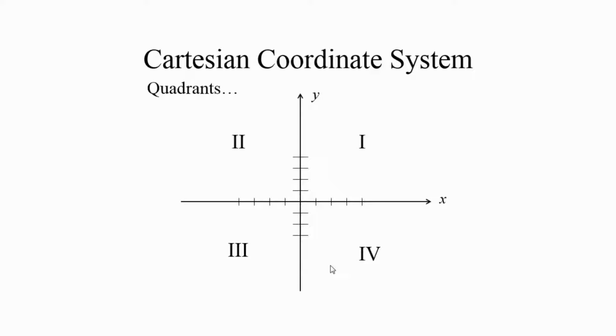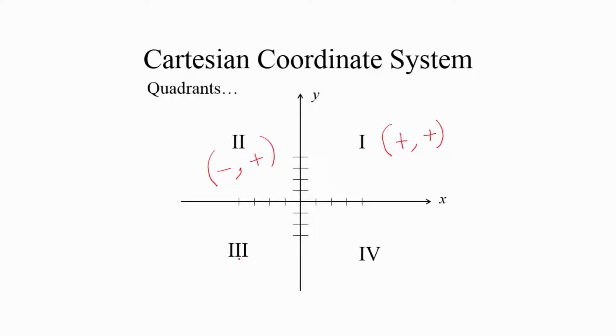The Cartesian coordinates with the x-axis and the y-axis is divided into 4 quadrants. The 4 quadrants. Quadrant number one, which is this area, would have both x value and y value as positive. Quadrant number 2, which is this area, would have x value negative and y value, however, positive.